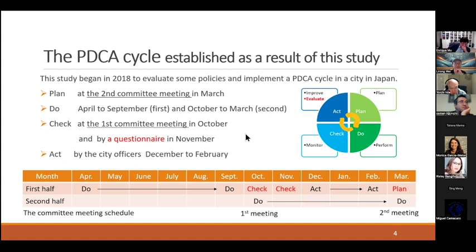In Japan's administrative activities, it is considered important to proceed within the framework of the PDCA cycle. PDCA stands for Plan, Do, Check, and Act. As shown in the figure, the plan for the following year is formulated in March, and starts in April. The goals are midterm evaluation in October and November. And from December to February, revisions for the next fiscal year's plan are carried out by administrative officers mainly.